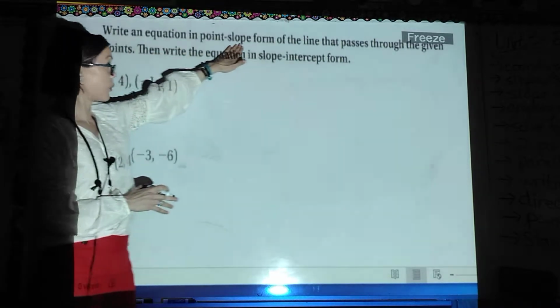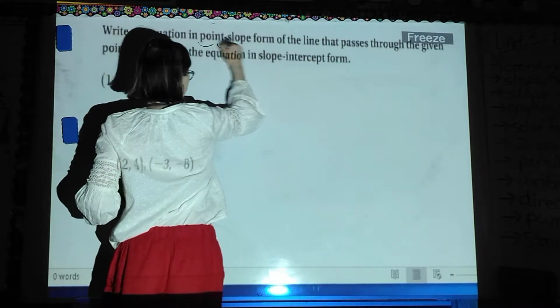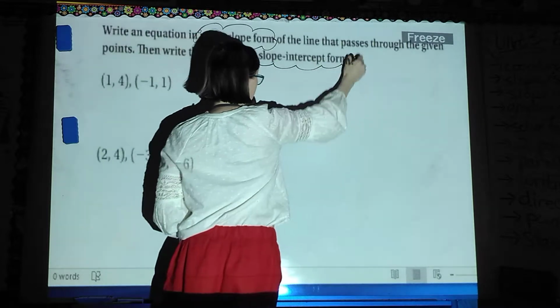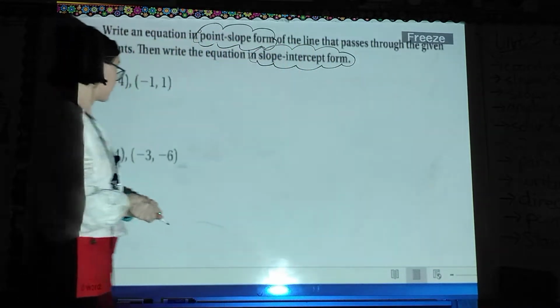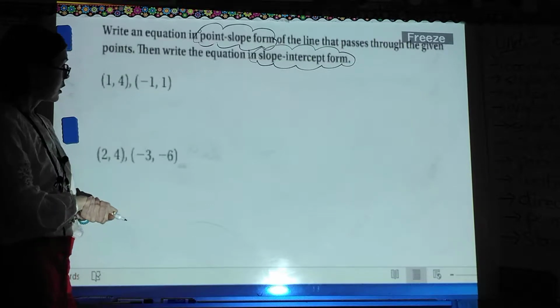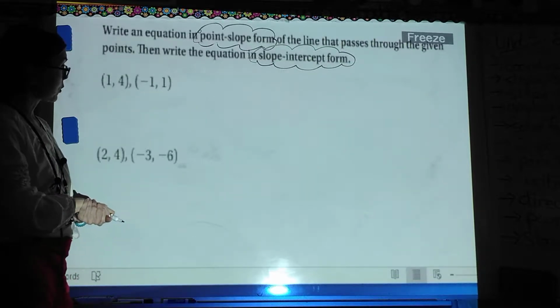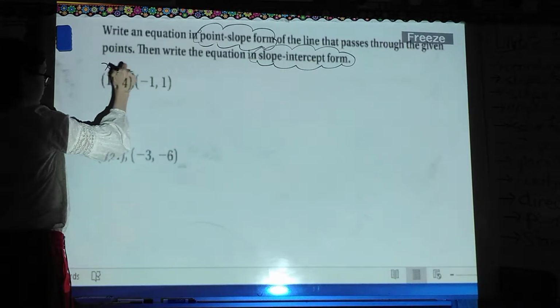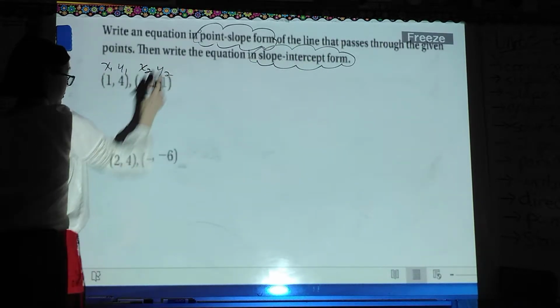Write an equation in point slope form. Do the bubble. Here we go. We need to know, okay, and then once again, slope intercept form. Okay? Write the equation of a line in point slope form that passes through the given points. Okay, what do we do? x sub 1, y sub 1. x sub 2, y sub 2, right?